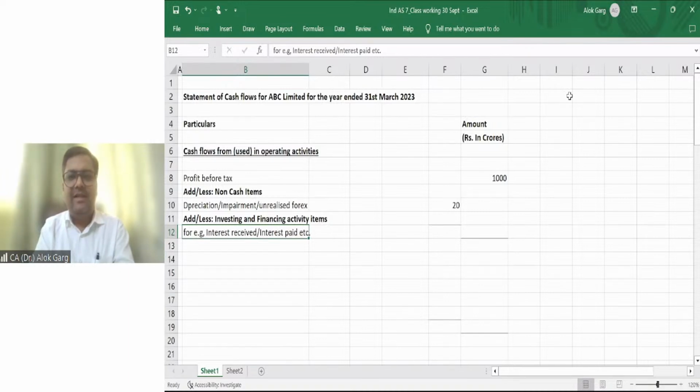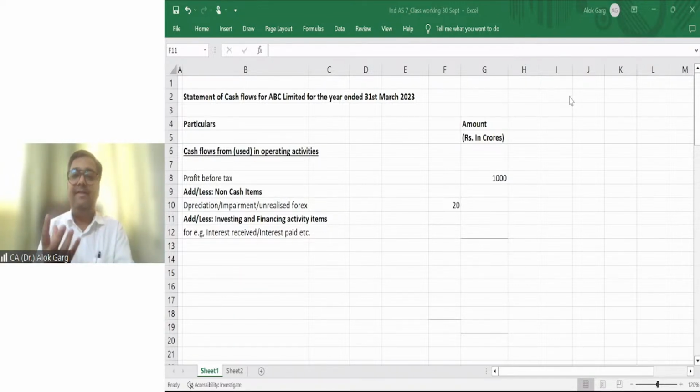Is it operating, investing, or financing? If the company business is not to lend money, for example Reliance or Bharti Airtel, they are just depositing their surplus money into the bank and getting interest. So this is not an operating item. This is your investing item when they are receiving interest. And when they are paying interest on loan, this is a financing activity item. Interest paid is a financing activity item. It is not your operating item, right? Is that clear?